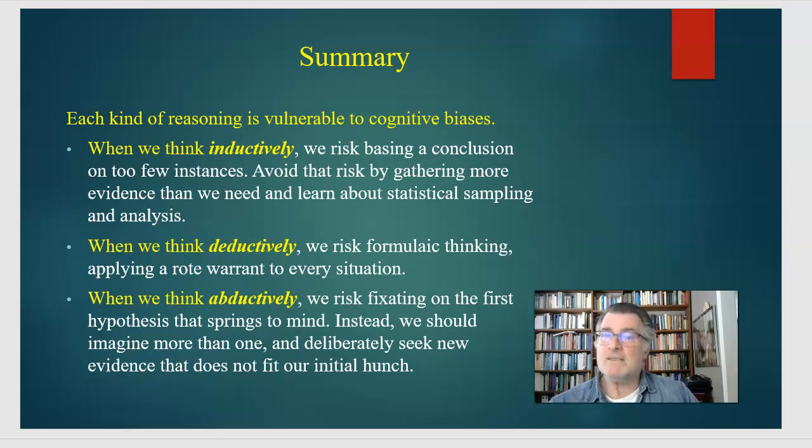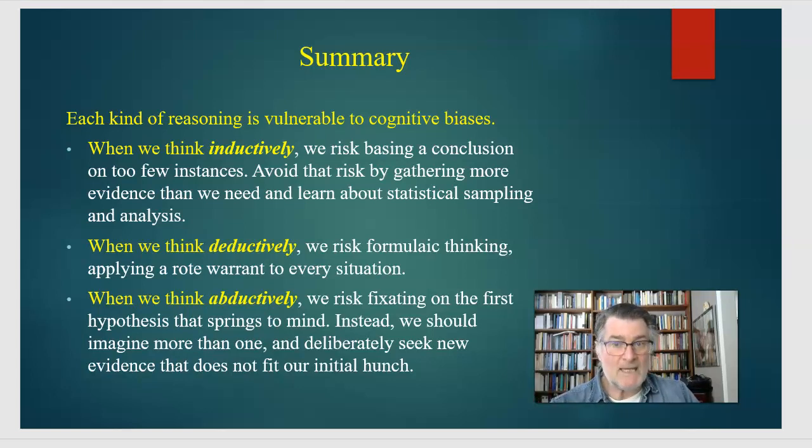So again, the three kinds of reasoning. If we think inductively, we might base a conclusion on too few instances. That happens quite often. If we think deductively, we think in a kind of formulaic sort of way, a rote sort of situation each time. I haven't seen every swan in the world. Maybe there are some black swans, different colored swans, but this is what I know from my observation.